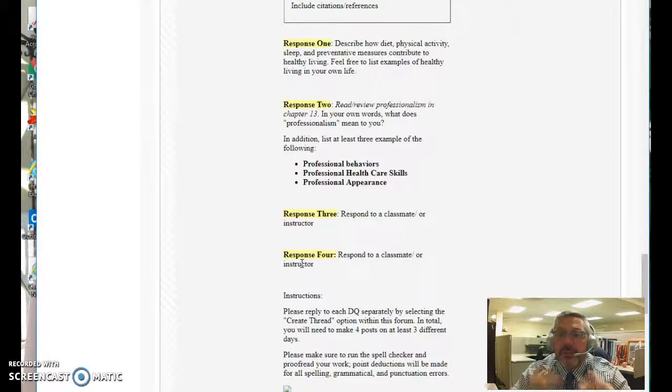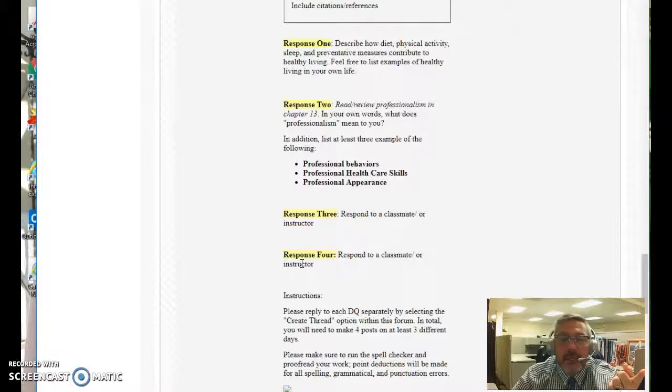And again, read your fellow students' posts and respond to them as well as to me. Response 2 is read and review professionalism in chapter 13. In your own words, what does professionalism mean to you? Now, in your own words means based off of your reading and what you've read and you understand, what does that mean? And then in addition to that, you'll find 3 different paragraphs.